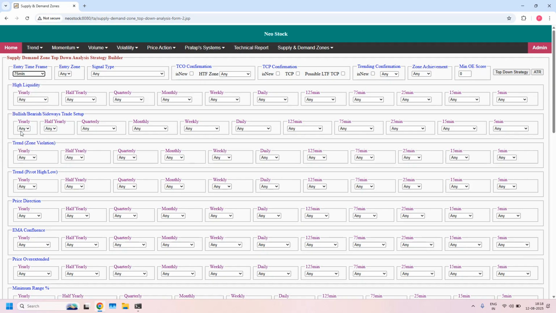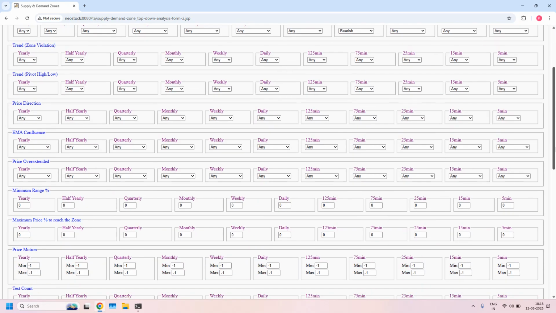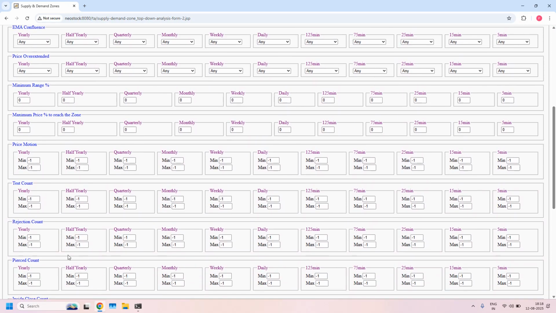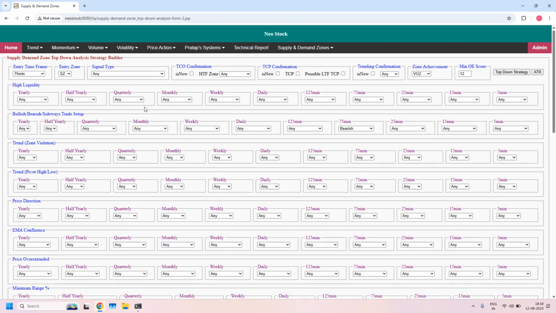Entry time frame 75 minutes, entry zone, supply zone. Bullish or bearish at 75, I am selecting bearish. Zone achievement violated opposing zone, minimum odd enhanced score 12. And also 75 minute supply zone should not be pierced. So in the pierced count, at 75 minutes time frame, minimum value 0, maximum value 0. Now all the three filters are applied to 75 minutes supply zone.